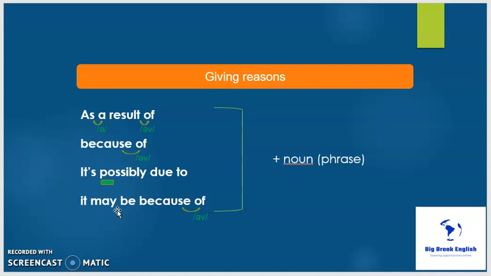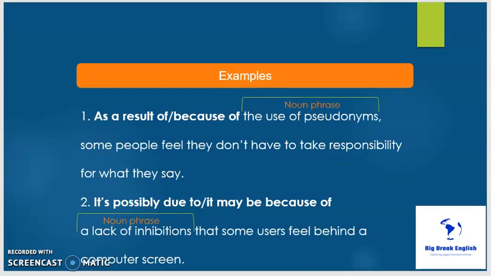And all these phrases are followed by a noun phrase. Let's take a look at how that works in some examples. Okay, so first example, number 1. As a result of, or because of the use of pseudonyms. So this is your noun phrase.